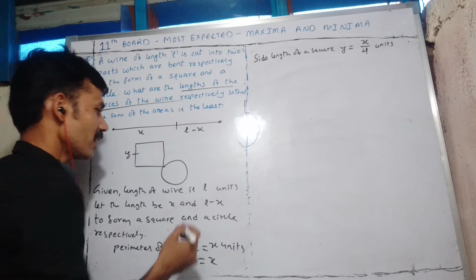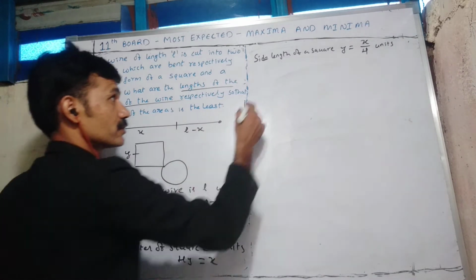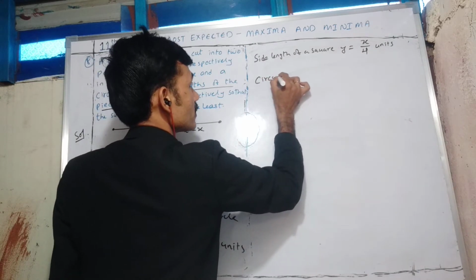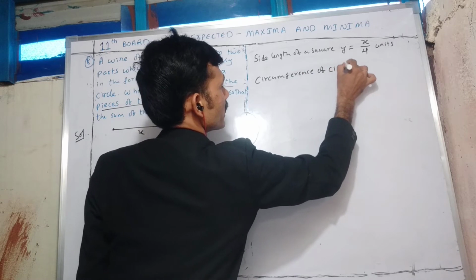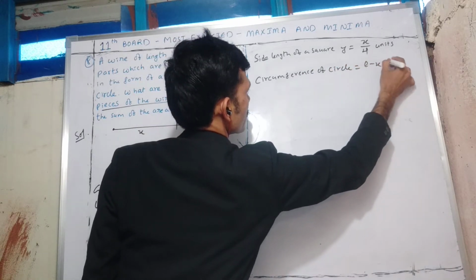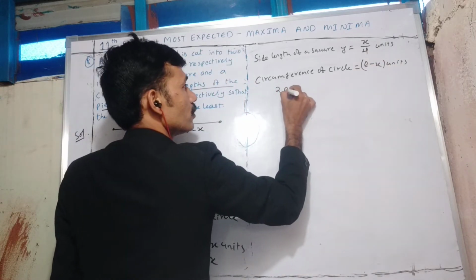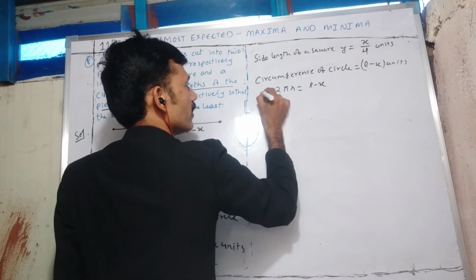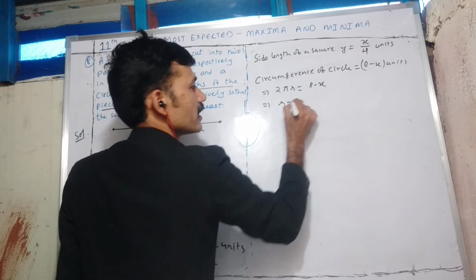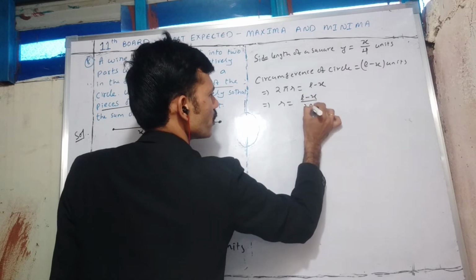Now see, with the other length of the wire we made a circle. So the circumference of the circle is L minus x units. Then 2 pi r is L minus x. That implies r, in terms of L and x, is L minus x upon 2 pi.